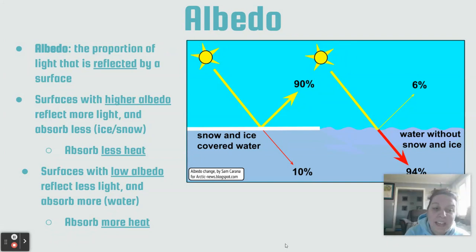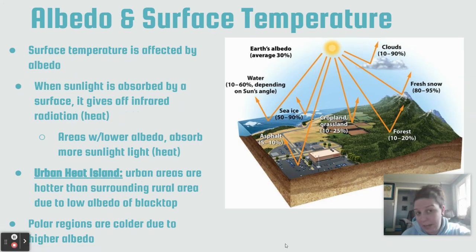So what we see here because of this albedo is surface temperature being affected. So when sunlight gets absorbed by a surface, like I just said, it's going to give off that infrared radiation, which we can actually feel as heat. So areas that have a lower albedo absorb more sunlight, so they're warmer. And we can see that in what we call an urban heat island or the urban heat island effect. So when we look at urban areas, they tend to have a lot of blacktop, asphalt, buildings, which are going to have low albedos. So they're going to absorb a lot of those rays from the sun, and they're going to release that infrared radiation as heat.